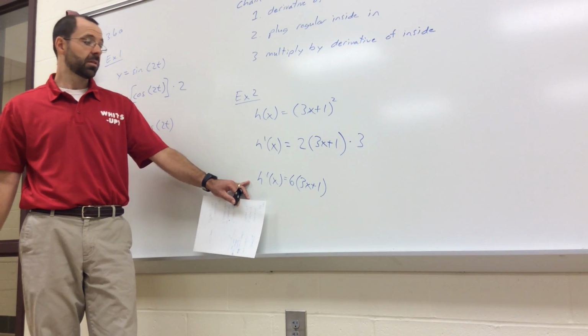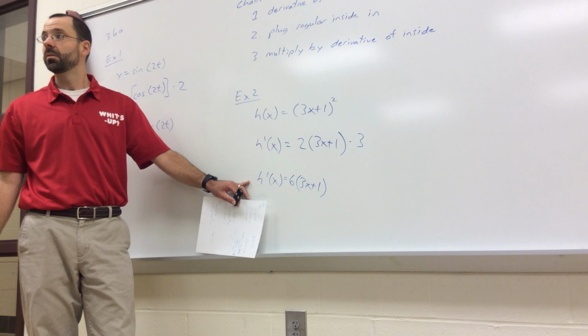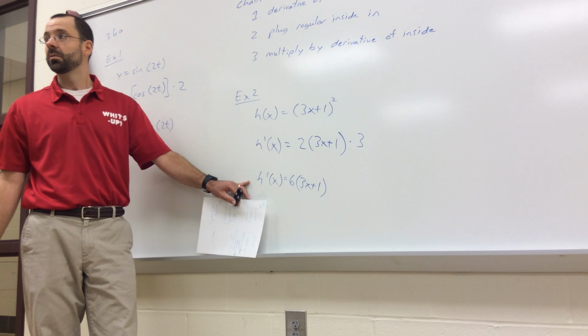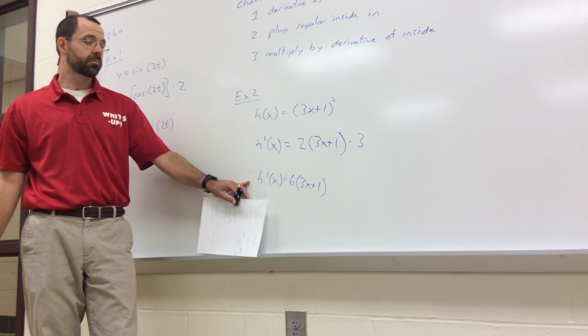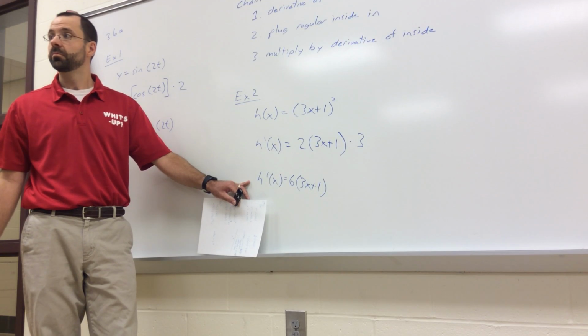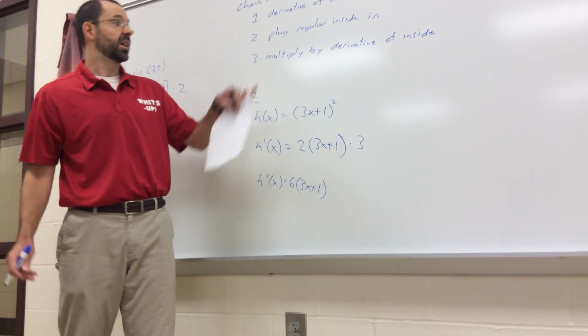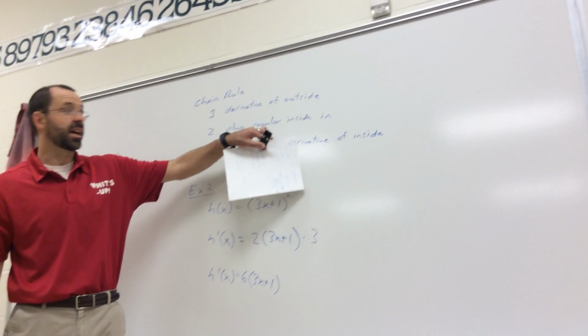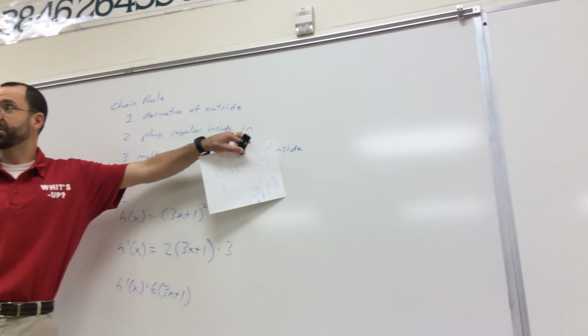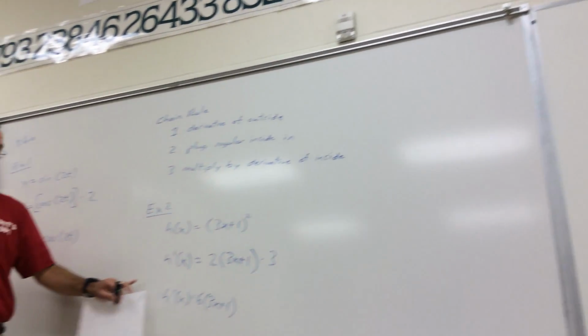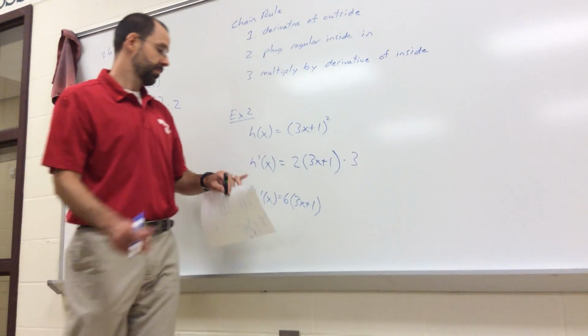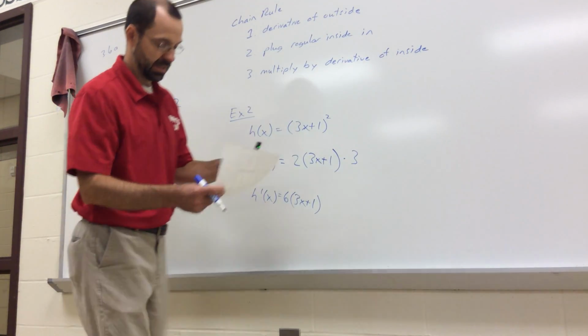Yeah? So if the outside function is x squared, the derivative of that is going to be 2x. Yes. So the 3x plus 1 is just the x. Correct. Because when we plugged the 3x plus 1 into it. Good. Okay, so that's the derivative.